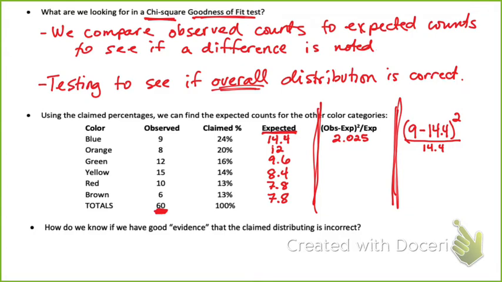Okay? The next one would be orange. We would take 8, we would subtract 12, we would square that, and we would divide by 12. This is going to be the standardized distance that the orange candies were away from what they were supposed to be. What'd you get? 1.3 repeating. Beautiful. All right, go ahead and calculate the rest of those. Write them down. I'll give you the answers in a minute.